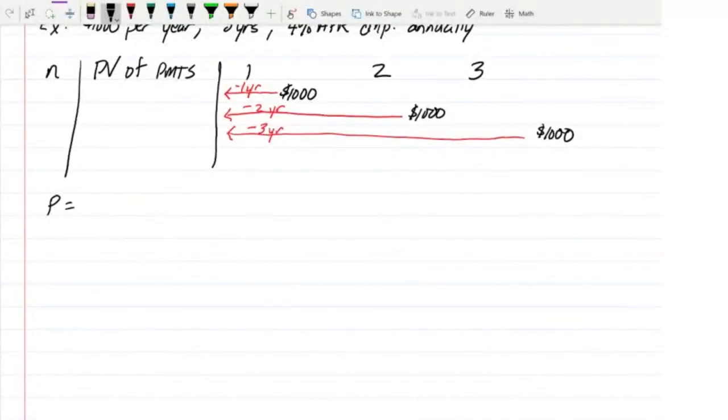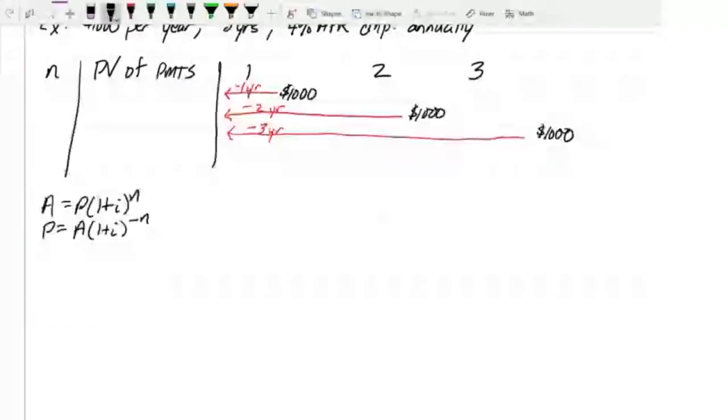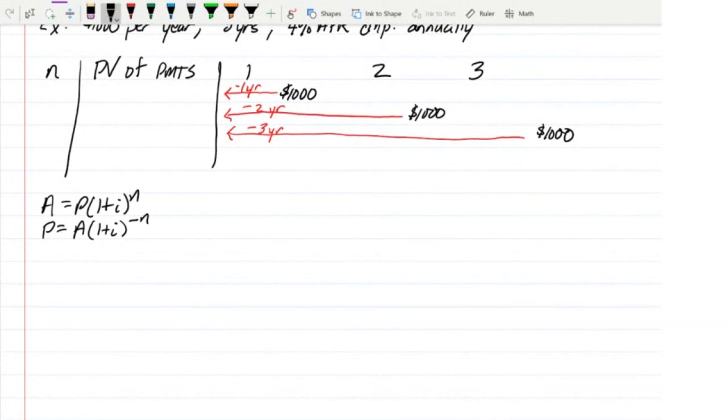So the present value is equal to, let me write the original formula. A is equal to P times (1 plus i) to the n power. But we're not solving for A here, we're solving for P. P is equal to A times (1 plus i) to the negative n power. Remember that's me dividing by that big set of parentheses, but rather than showing a fraction, I'm going to bring it up to the top of that fraction with a negative exponent.